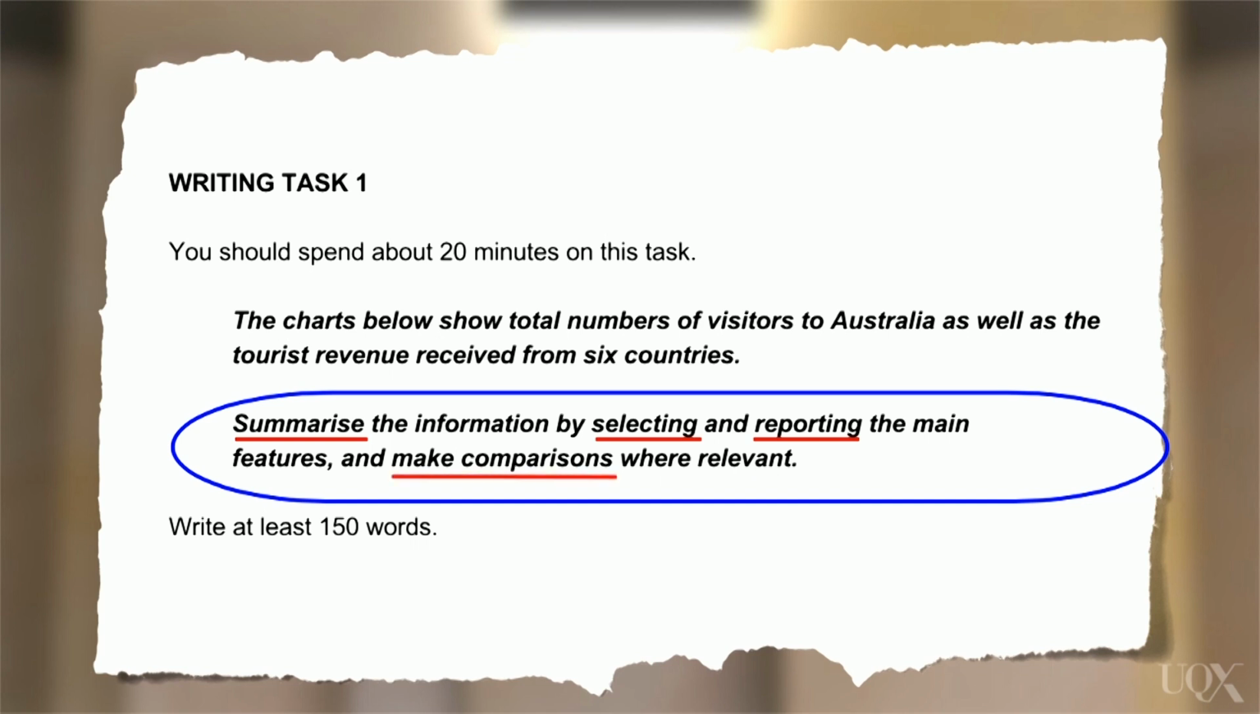where relevant. The verb summarize tells you that you don't need to write about all the data that you see. You need to select and report the main features only. You also have to make comparisons. In this case, between the number of visitors to Australia from 6 countries and how much money these visitors spent.